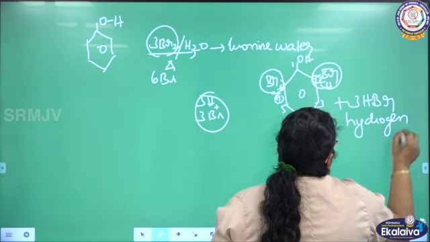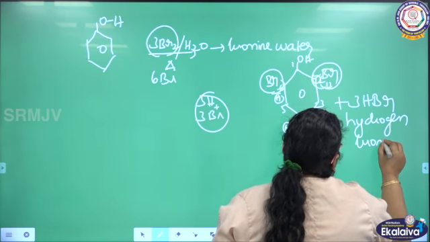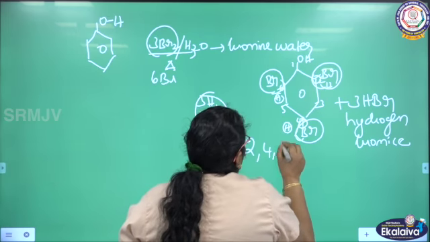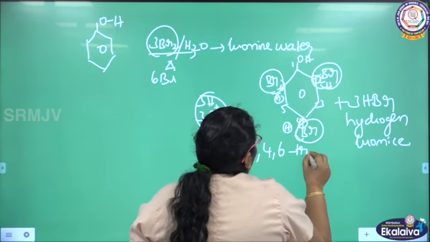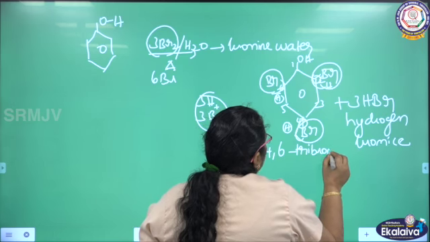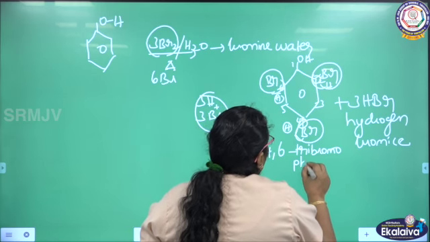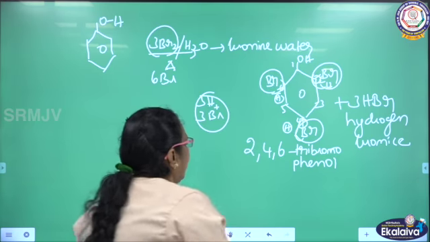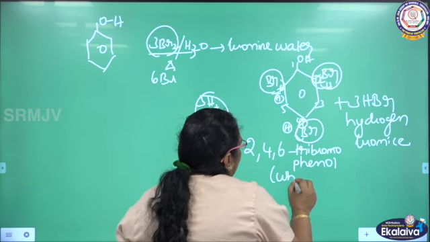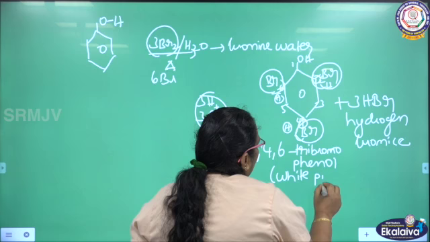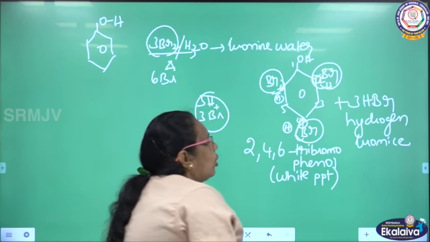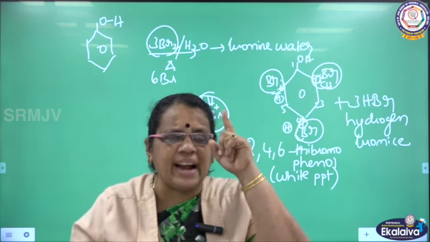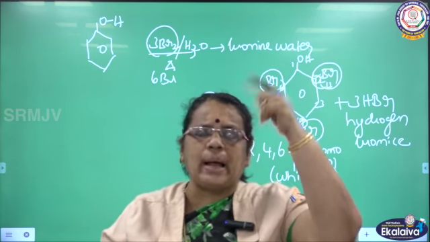So what is the main product we are getting here? 2,4,6-tribromophenol. So you will be getting a white precipitate of 2,4,6-tribromophenol. In the previous case, only 1 bromine is added either in the ortho or para position.